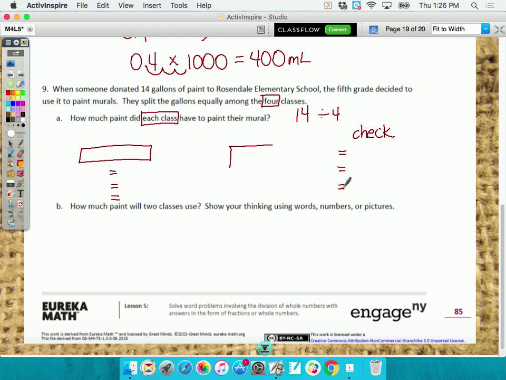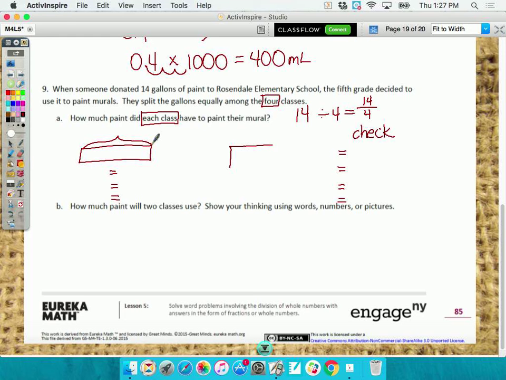Actually, I think it's going to be 4 this time. The reason I'm thinking it's going to be 4 is because I'm already looking at the answer, and the answer is an improper fraction. So we're going to have an extra step, possibly. Okay, so which number goes on top of the tape diagram?